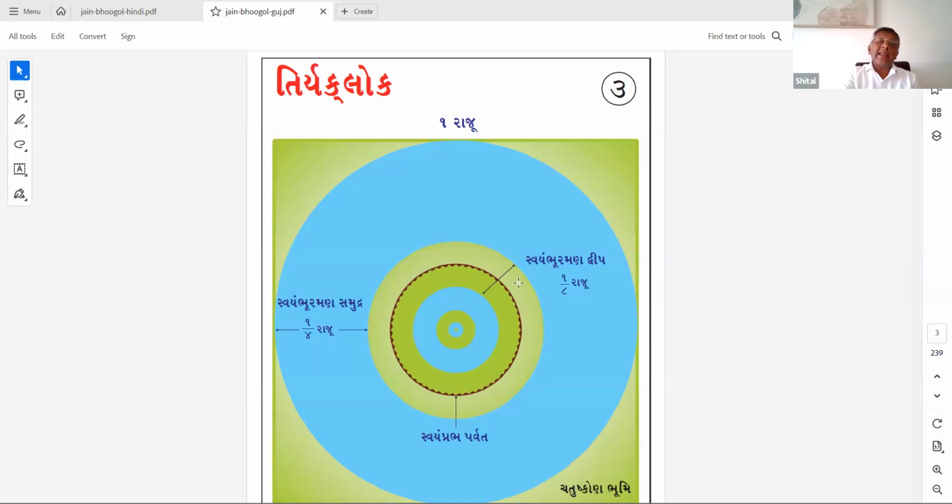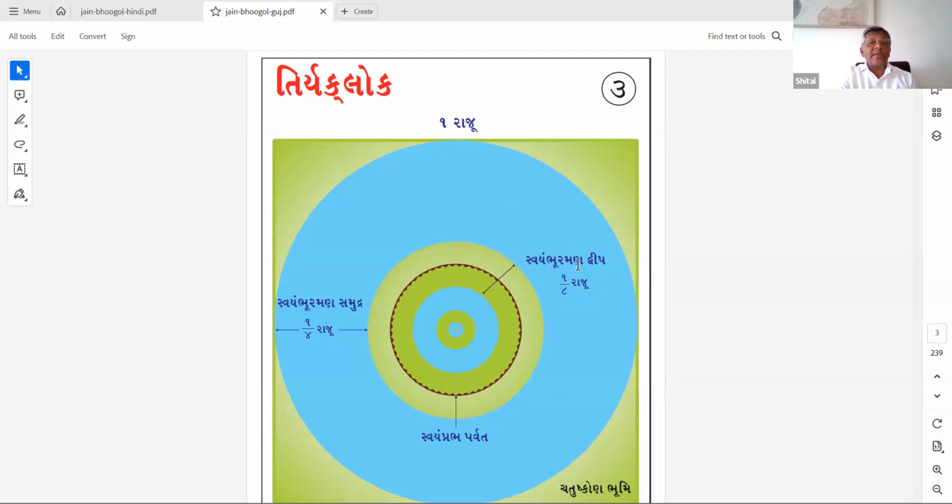So the animals living here are massive, huge. Similarly, in the Swayambhu Rama, we have Jalchar Jeev, Jalchar meaning fish, tortoise, dolphins, whales. Do they live in this ocean here or not? Yes, they do, and they are massive. So the biggest is a whale.